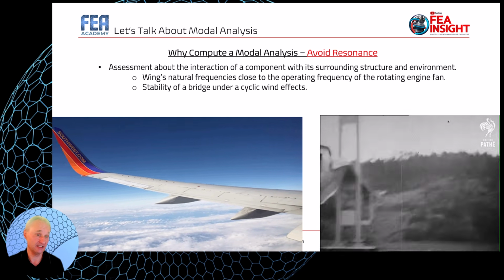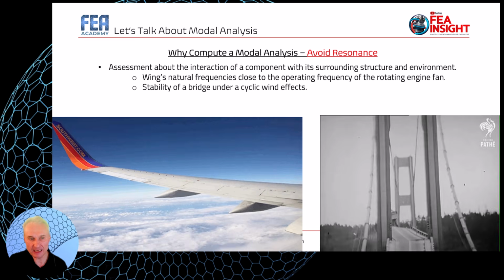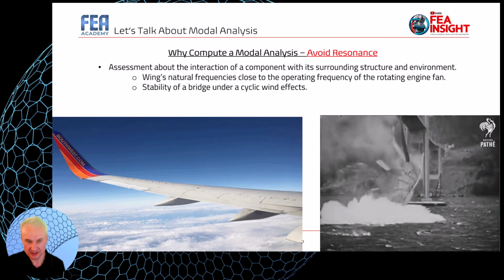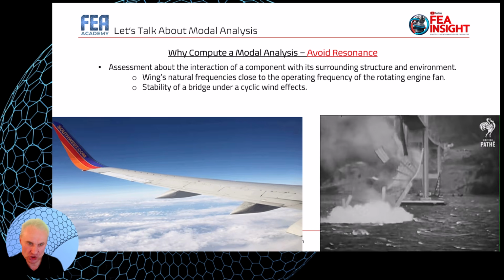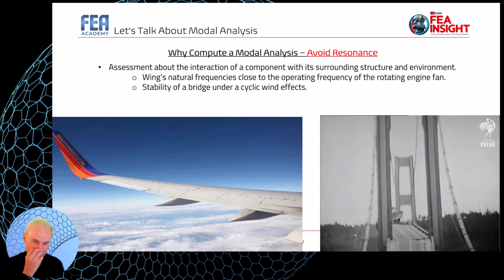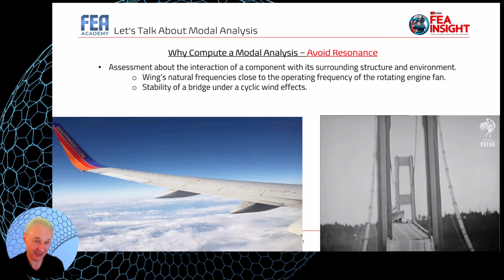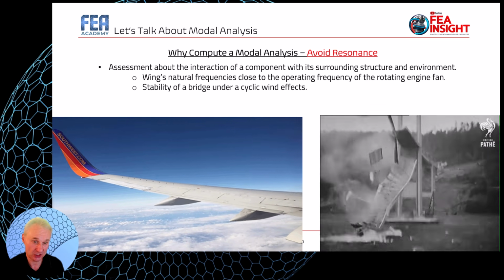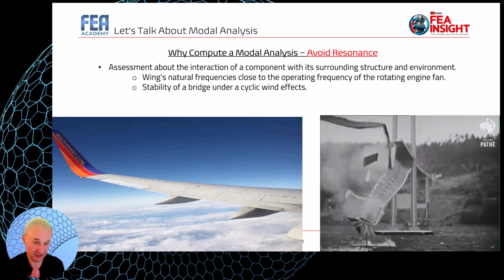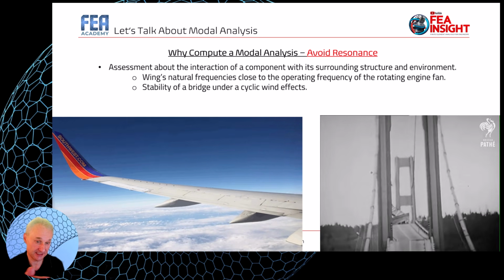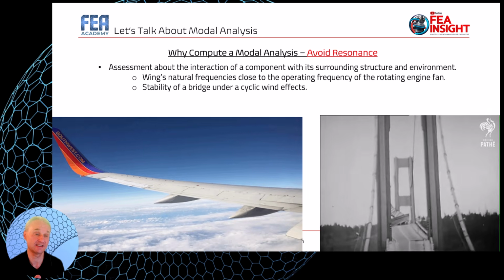Another example is the stability of a bridge under a cyclic wind effect. You see on this video, the bridge is completely destroyed just by the wind. The reason why is because the wind effect on the bridge occurs at a certain frequency. And here on the video, the frequency matches exactly the natural frequency of the bridge.